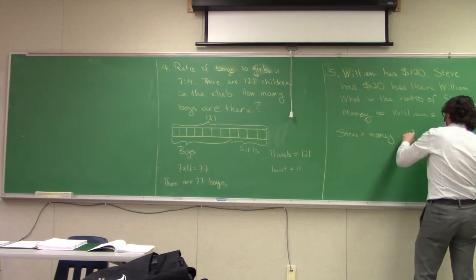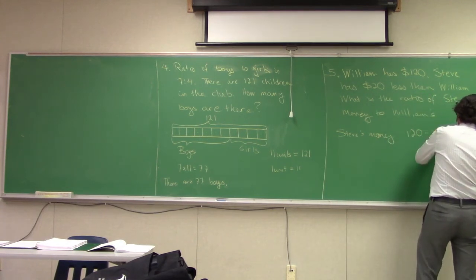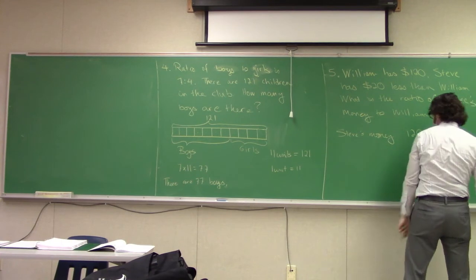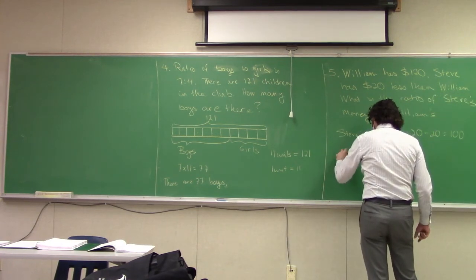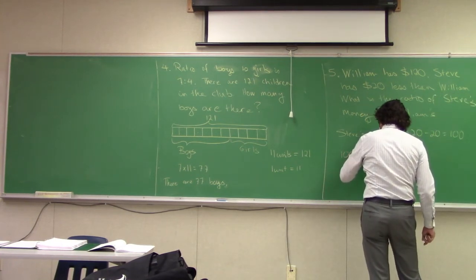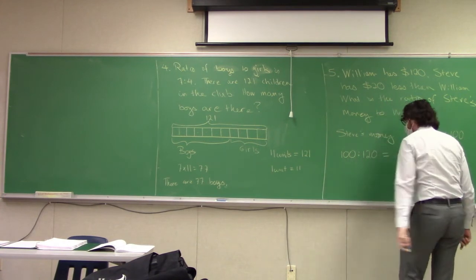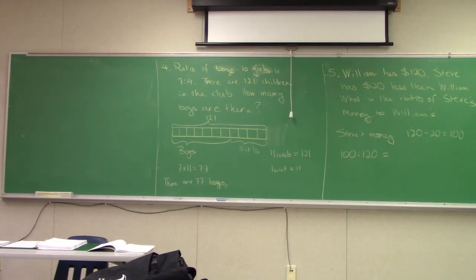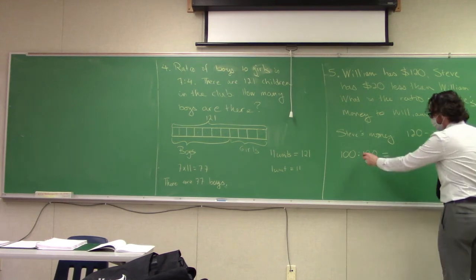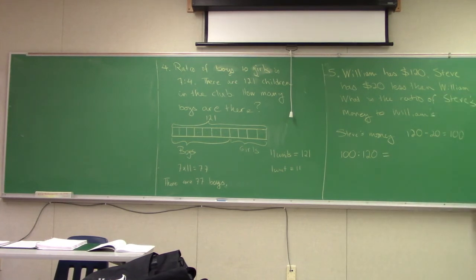So we start with William's and we take away 20 to get how much Steve has. So Steve's money to William's money is 100 to 120. Help me simplify this ratio. 5, 6. Okay, 5 to 6.